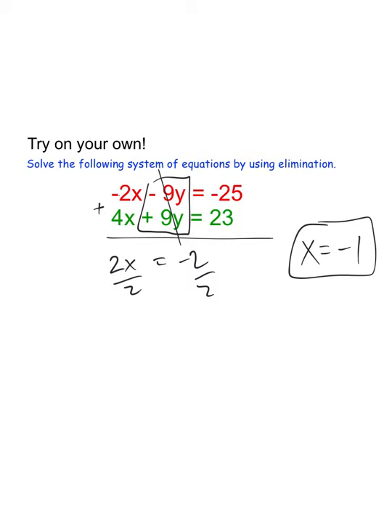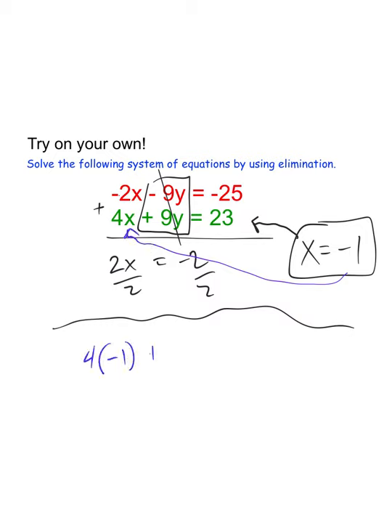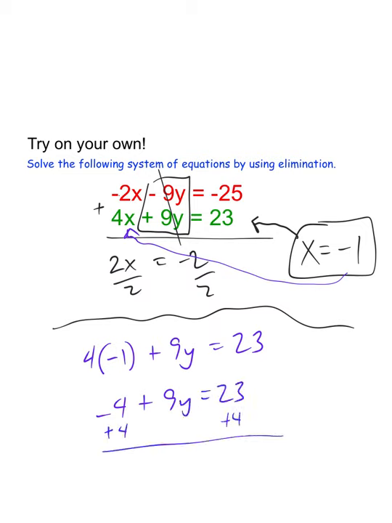So once we get x equals negative 1, we can pick what equation we want to put it back into to solve for the y. I think I'm going to put it into the bottom equation this time. And so the bottom equation with a negative 1 in for x here is now 4 times negative 1 plus 9y equals 23. That would be negative 4 plus 9y equals 23. You add the 4 to both sides. So 9y equals 27.